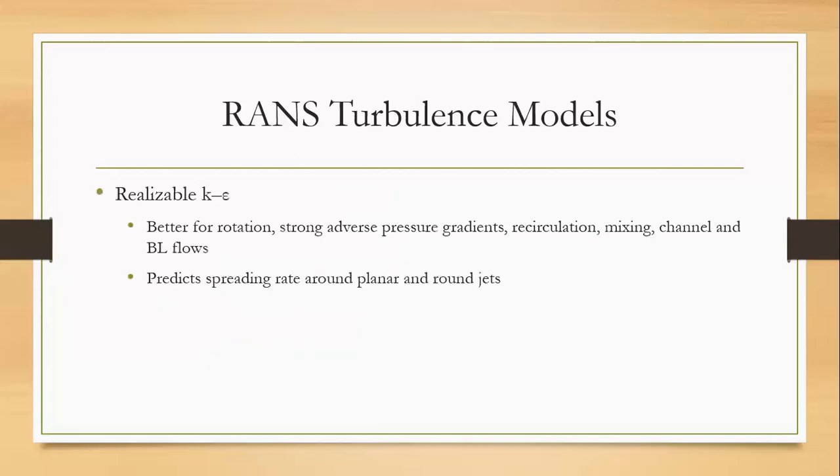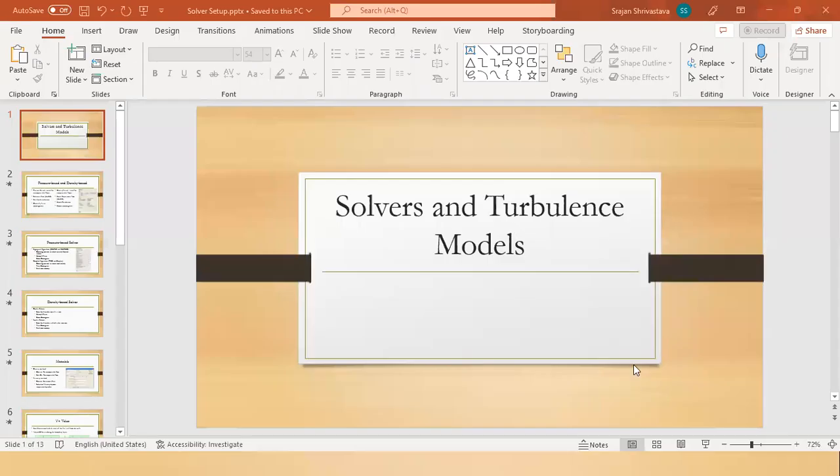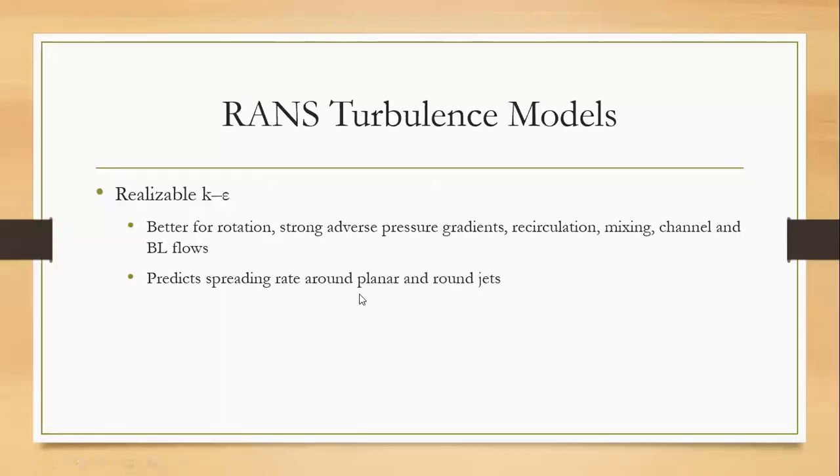And next, this is the third variation of the K-epsilon model. This is the realizable K-epsilon model. Now, whatever disadvantages we had in the previous two models, you won't have in this model. So this is again better for rotating flows and flows where there are strong pressure gradients. And even in the recirculation zones that are formed, this model is very good.